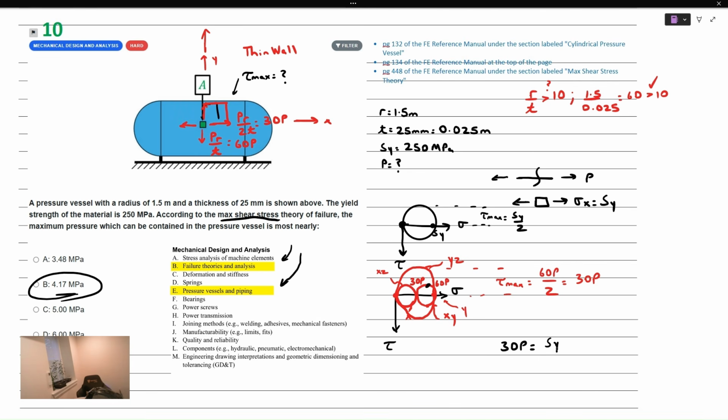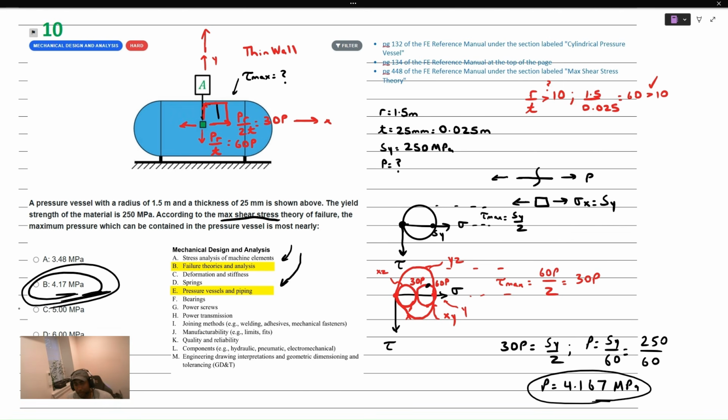That's equal to half of the yield strength. If we solve for P here, it's just the yield strength over 60. The yield strength is 250 megapascals divided by 60. What I get is that the pressure is equal to 4.167 megapascals. That is our answer there, and that is answer choice B over here on our left side.